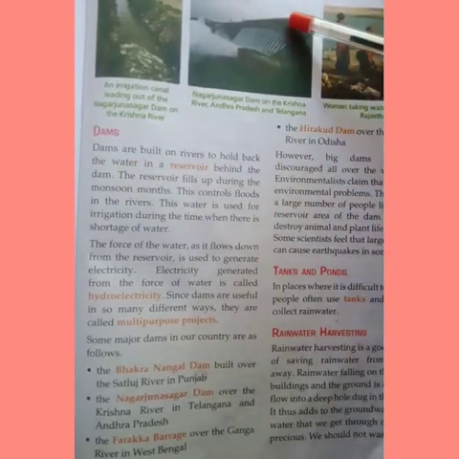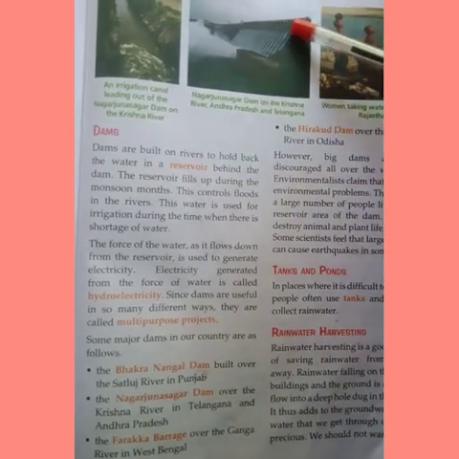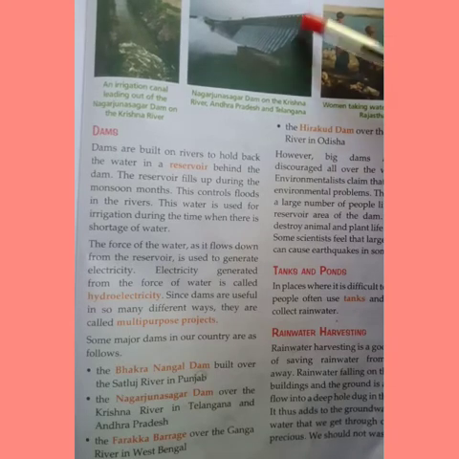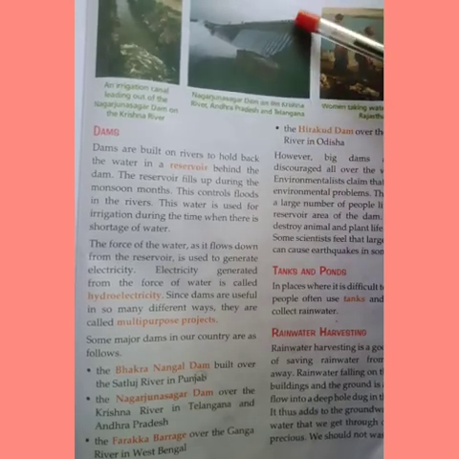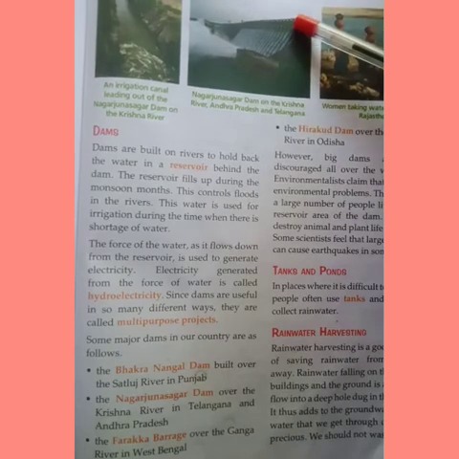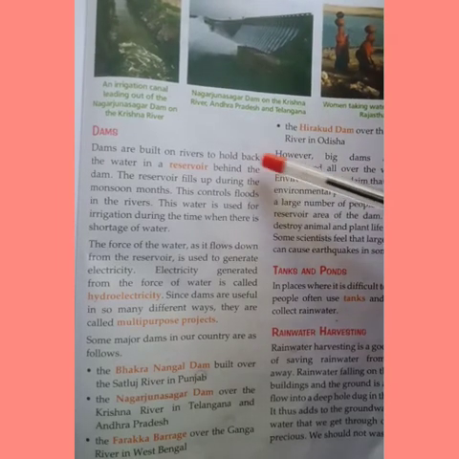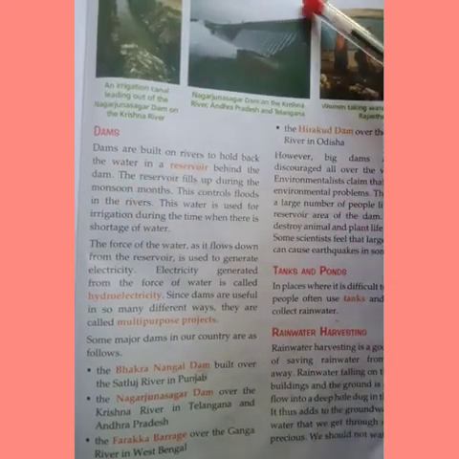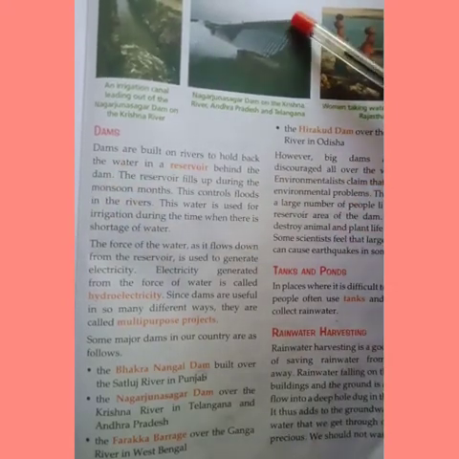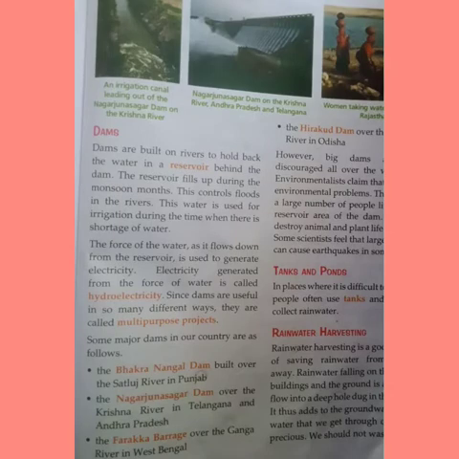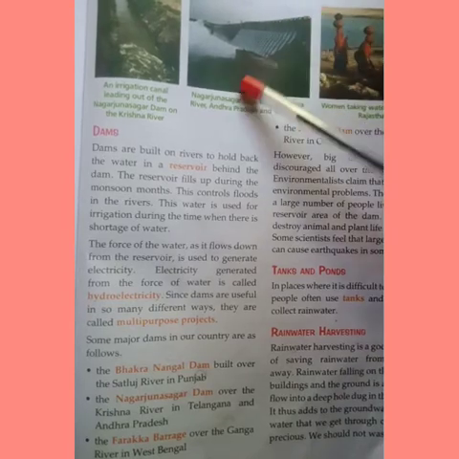Can you see the picture here? It is a dam. Dams are built on a river. Why is it built? To hold back the water in a reservoir behind the dam. Reservoir means where the water is kept in store. When there is a shortage of water, they will leave the water from this reservoir.